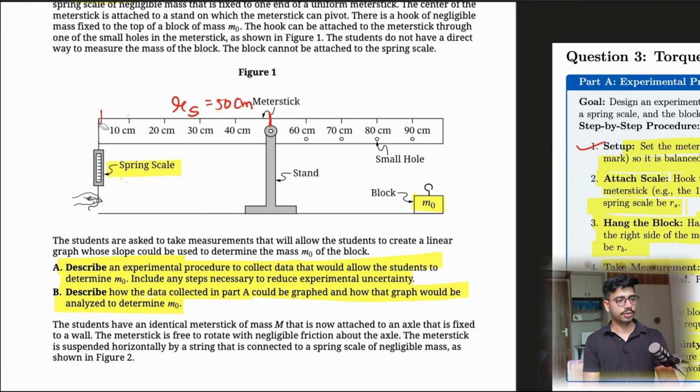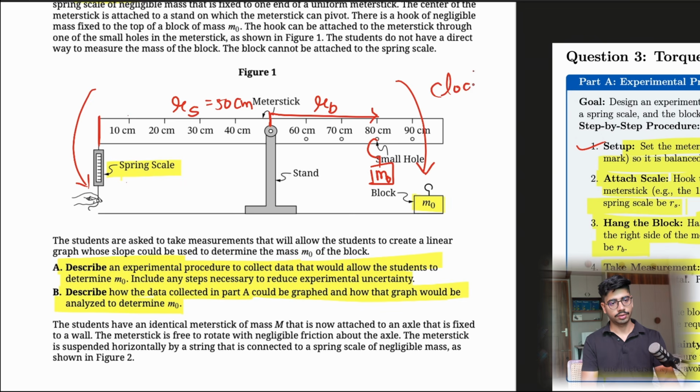This one I hooked, the spring scale at the 50 centimeter mark from this end. And from the other end, let's suppose this is the RB, this is the distance that I'm going to keep on varying. This is the M naught mass that I hooked at this position. It is going to provide some kind of clockwise torque, and the spring force is going to provide the anti-clockwise torque.